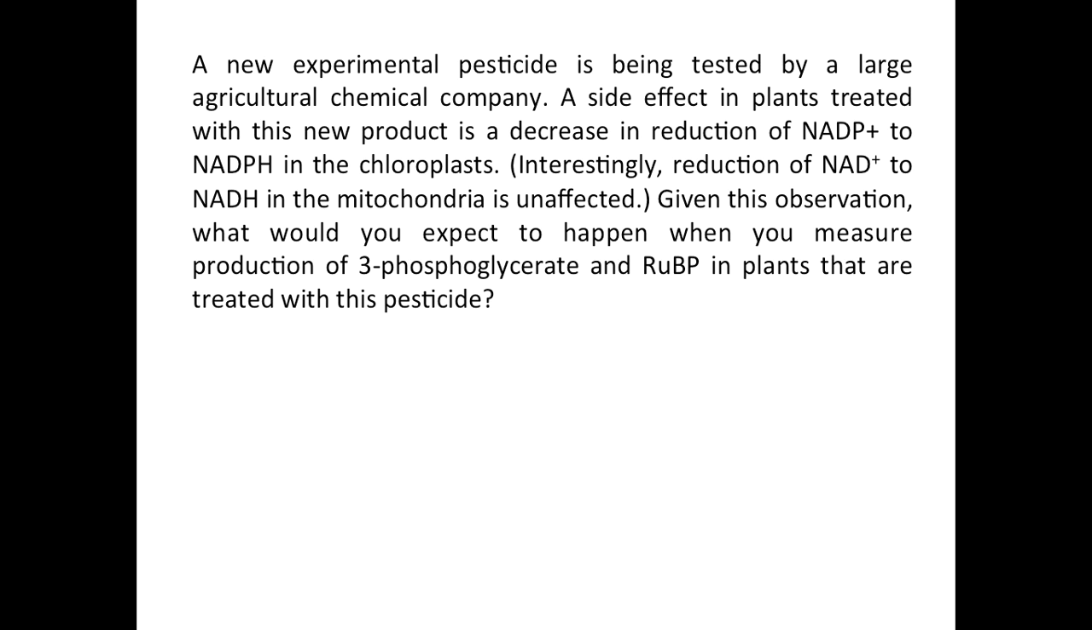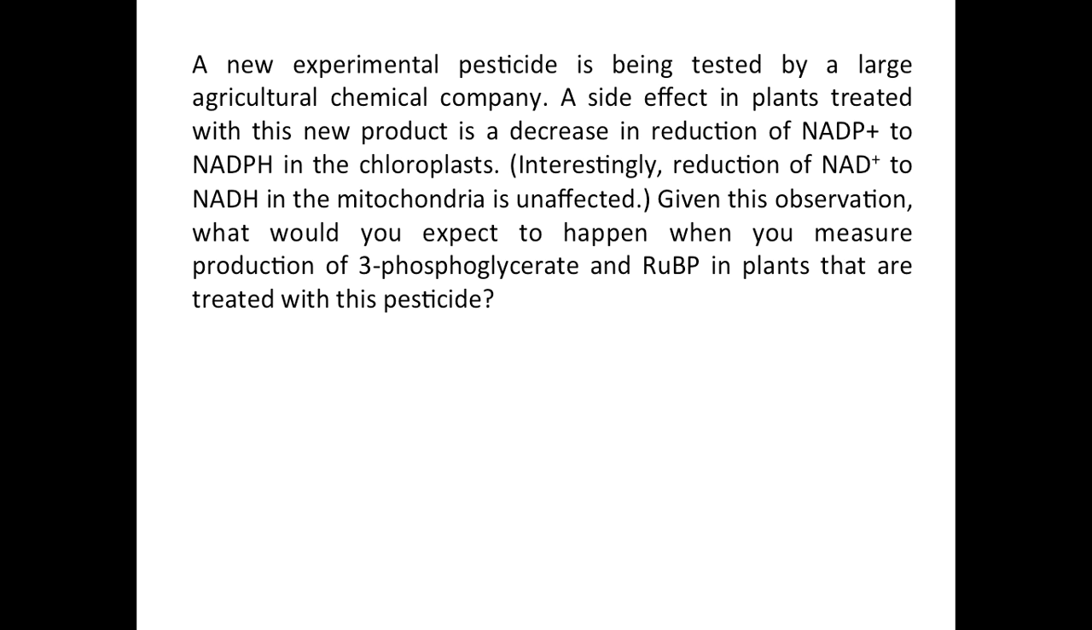This tutorial is about what is involved in photosynthesis. A new pesticide is being tested. The side effect of it is a decrease in reduction of NADP+ to NADPH in the chloroplast. Given this observation, what would you expect to happen when you measure production of 3-PG and RuBP in plants that are treated with this pesticide?